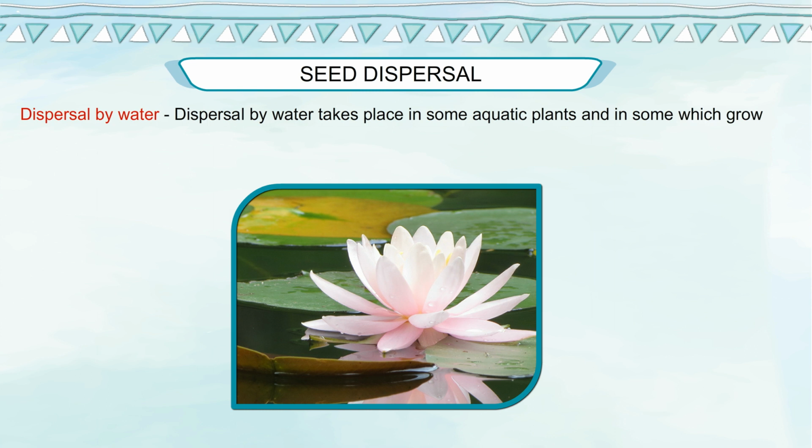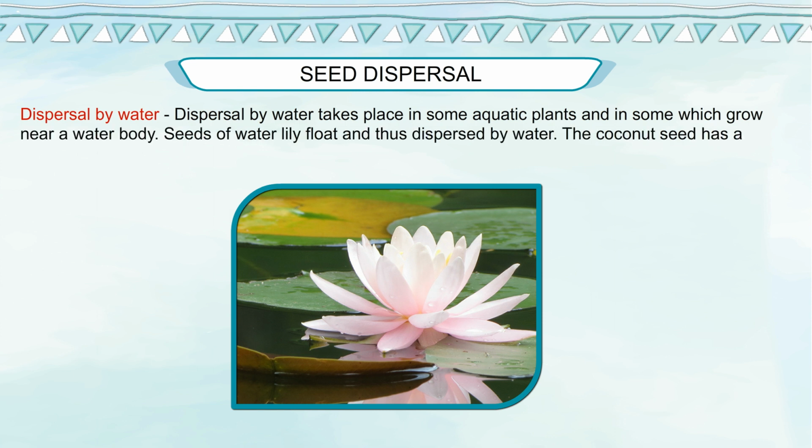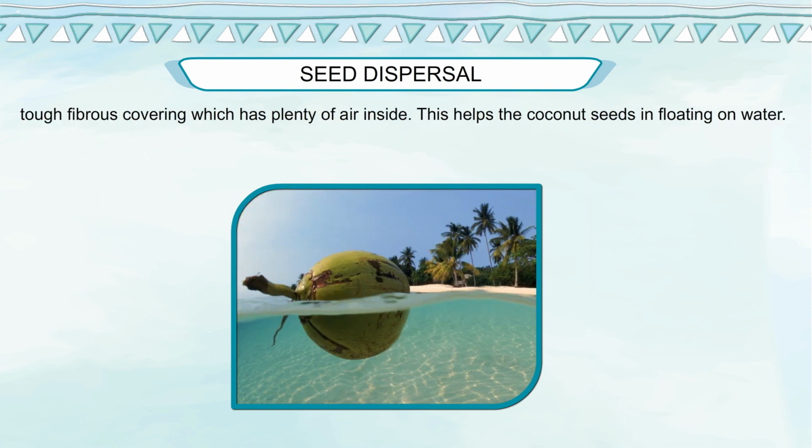Dispersal by water. Dispersal by water takes place in some aquatic plants and in some which grow near a water body. Seeds of water lily float and thus dispersed by water. The coconut seed has a tough, fibrous covering which has plenty of air inside. This helps the coconut seeds in floating on water.